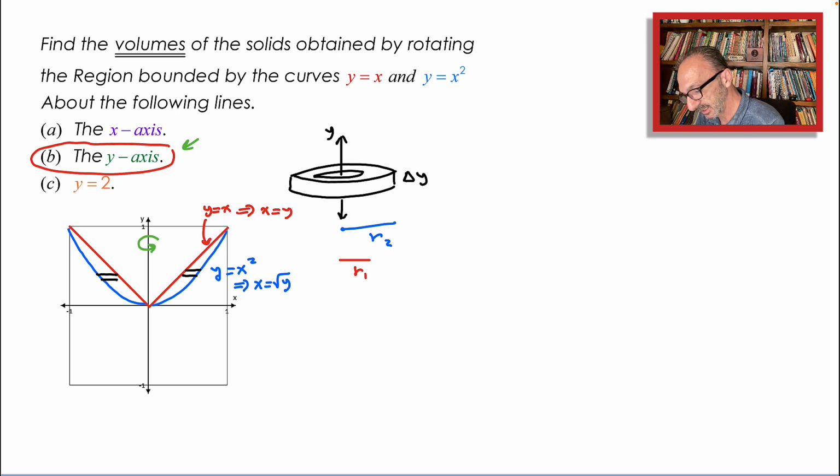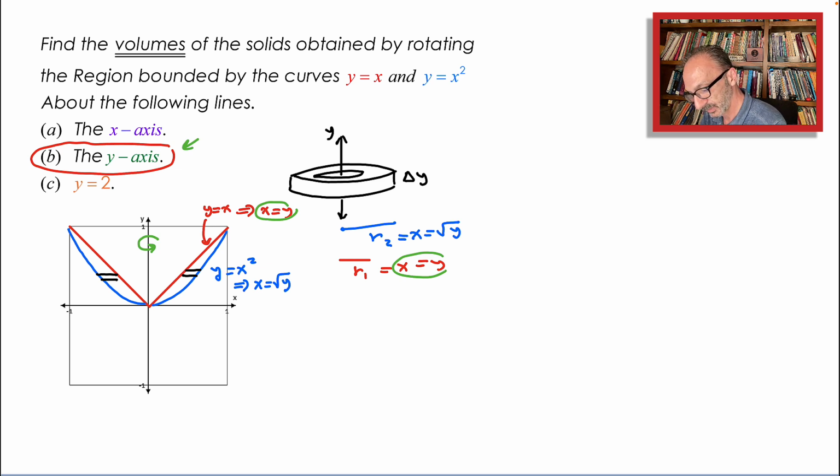So the x amount that takes me to the outer radius is this much right here. This x right here is the outer radius, and that is R2. And that is x, the blue one, which is square root of y. And the inner radius is this much. This much right here is reaching the red graph, and that is R1, which is x, and that is y, just getting it from this right here. Okay, so we have R2 and R1.